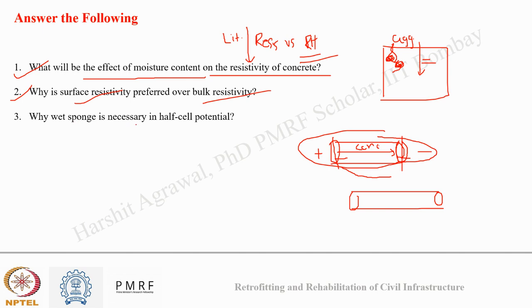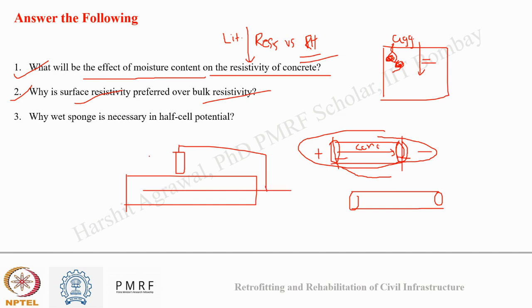Why is a wet sponge necessary in half cell potential testing? We said when we were talking about half cell potential, this is my probe reference electrode and it is connected to a reinforcement. Here one half cell is this, where I have a copper sulfate solution, suppose, and the second half cell is my reinforcement and concrete. So concrete is acting as an electrolytic solution. Now I need a wet sponge so as I can improve the conductivity of ions from the reference electrode to the reinforcement.